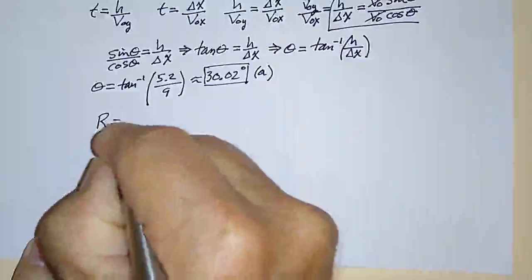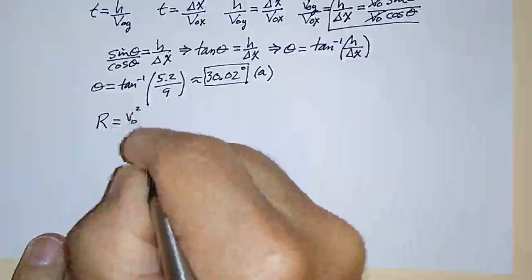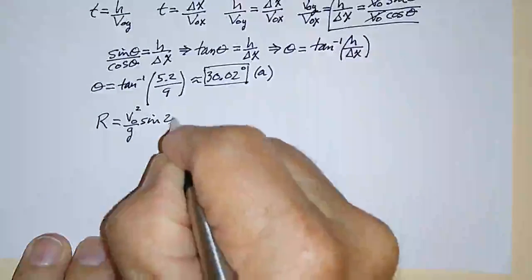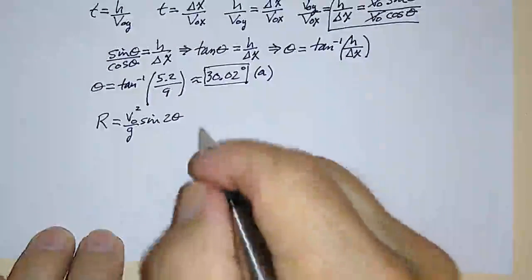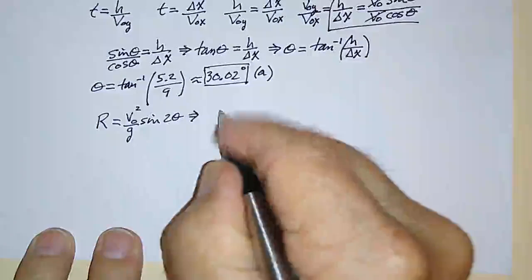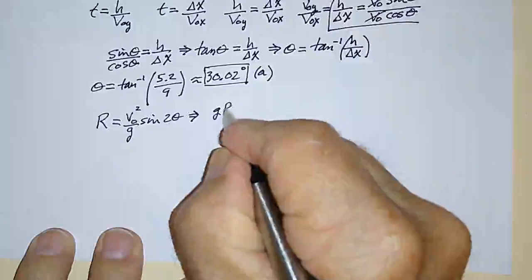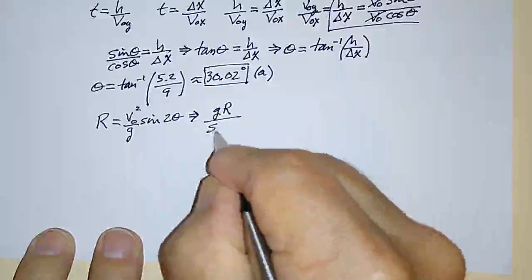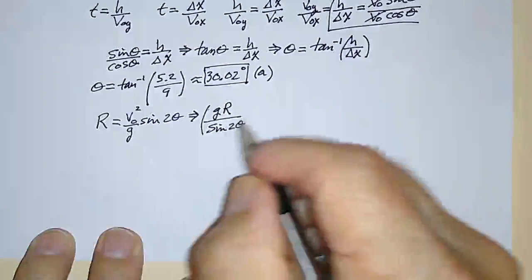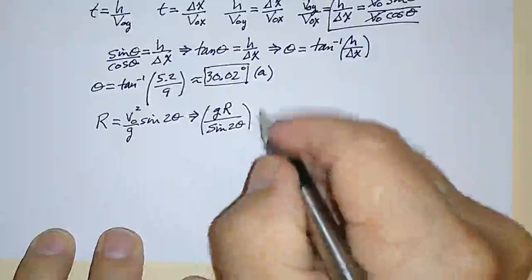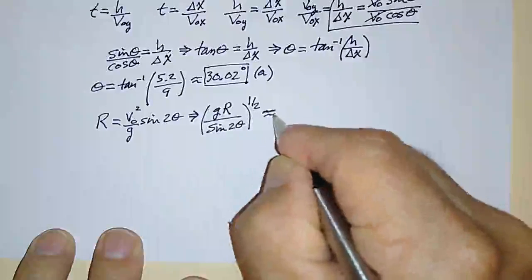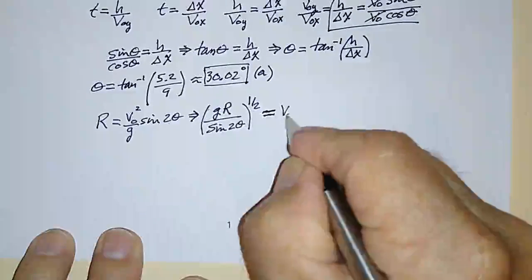R, the range, is equal to v naught squared over g times the sine of 2 theta. So we can solve this equation for v naught and write it as g times R over sine of 2 theta, square root of that, and not approximately, is equal to v naught.